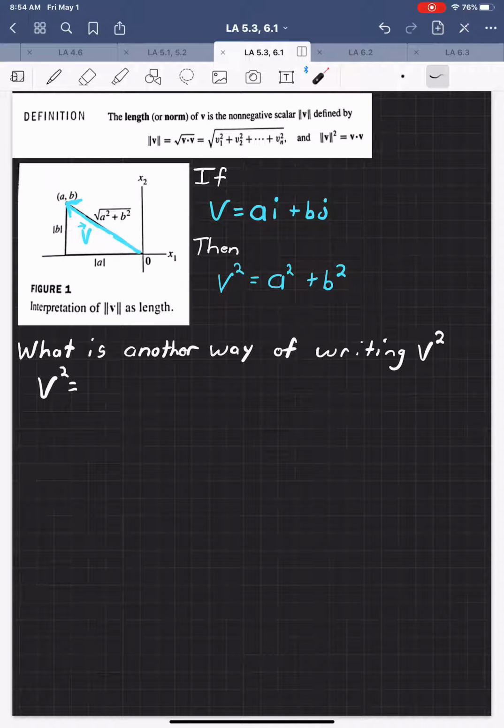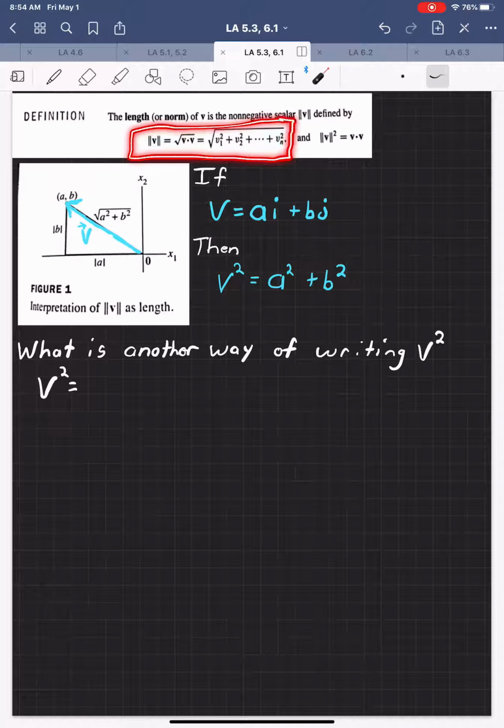Because how do we discuss the length of a vector, or the length between 2 points? All right, so I'm going to break this definition down for you a little bit. So the length, or what we call the norm, of some vector v, well, you would think of length as being a positive scalar, and that makes sense. So it is a non-negative scalar defined by the following.